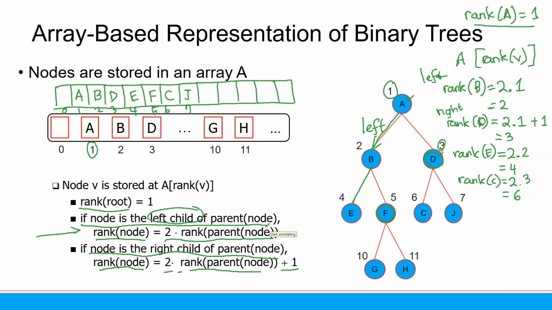Okay. So if it is in the right side, then it will be 2 multiplied by the rank of the parent plus 1. So for example, rank J. What is rank J? It is 2 multiplied by the rank of the parent node, which is 3, plus 1. So it is 7.